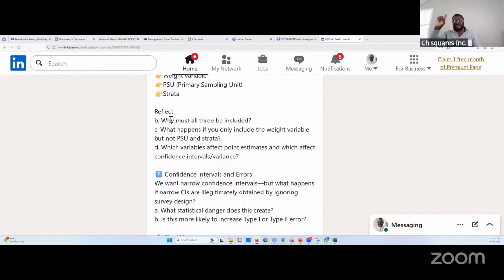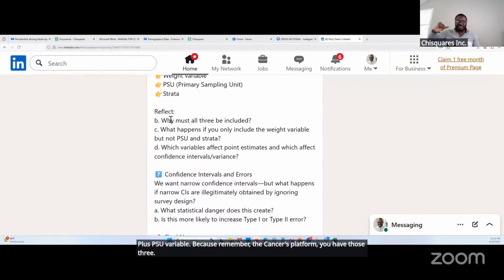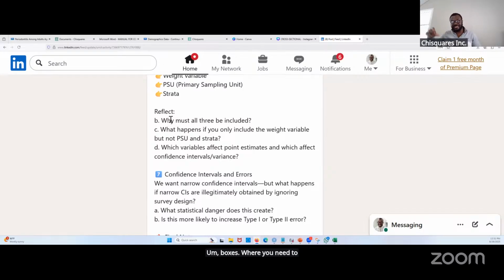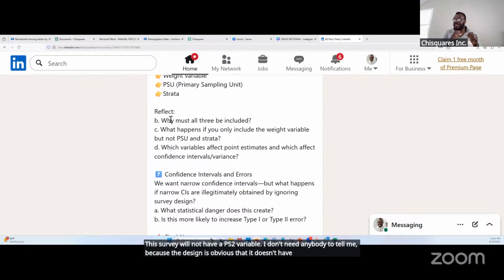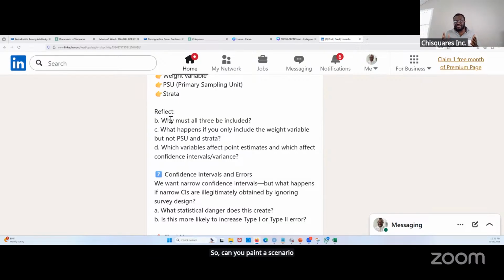Because remember, on the KNHANES platform, you have those three boxes where you need to select. So the goal is that as methodologists, we all are methodologists. By being in this class, you're all methodologists. Just by looking at it or reading a study design, you should be able to tell that, well, this survey will not have a PSU variable. I don't need anybody to tell me because the design is obvious that it doesn't have a PSU. So can you paint a scenario of a situation where you won't have a PSU variable, or where you will not have a stratum variable and you may have a weight and the other one, for example? Because you can have one, two, or all three of them, or none of them.